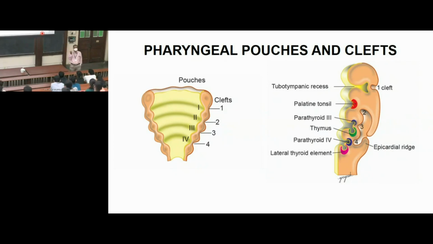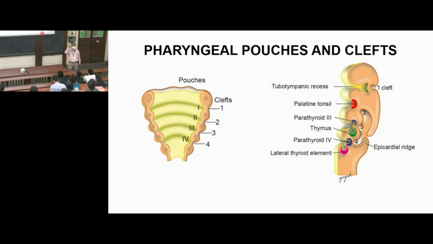Lymphocytes, remember, are cells, blood cells. They are derived from which germ layer? Mesoderm. So when we say palatine tonsil is derived, it is the epithelium that surrounds the palatine tonsil. Third pouch, you can see that there is a dorsal part and a ventral part. Dorsal part gives rise to one pair of parathyroids. It's referred to as parathyroid 3 because third pouch gives rise to it. But this parathyroid will migrate down and become inferior parathyroid.